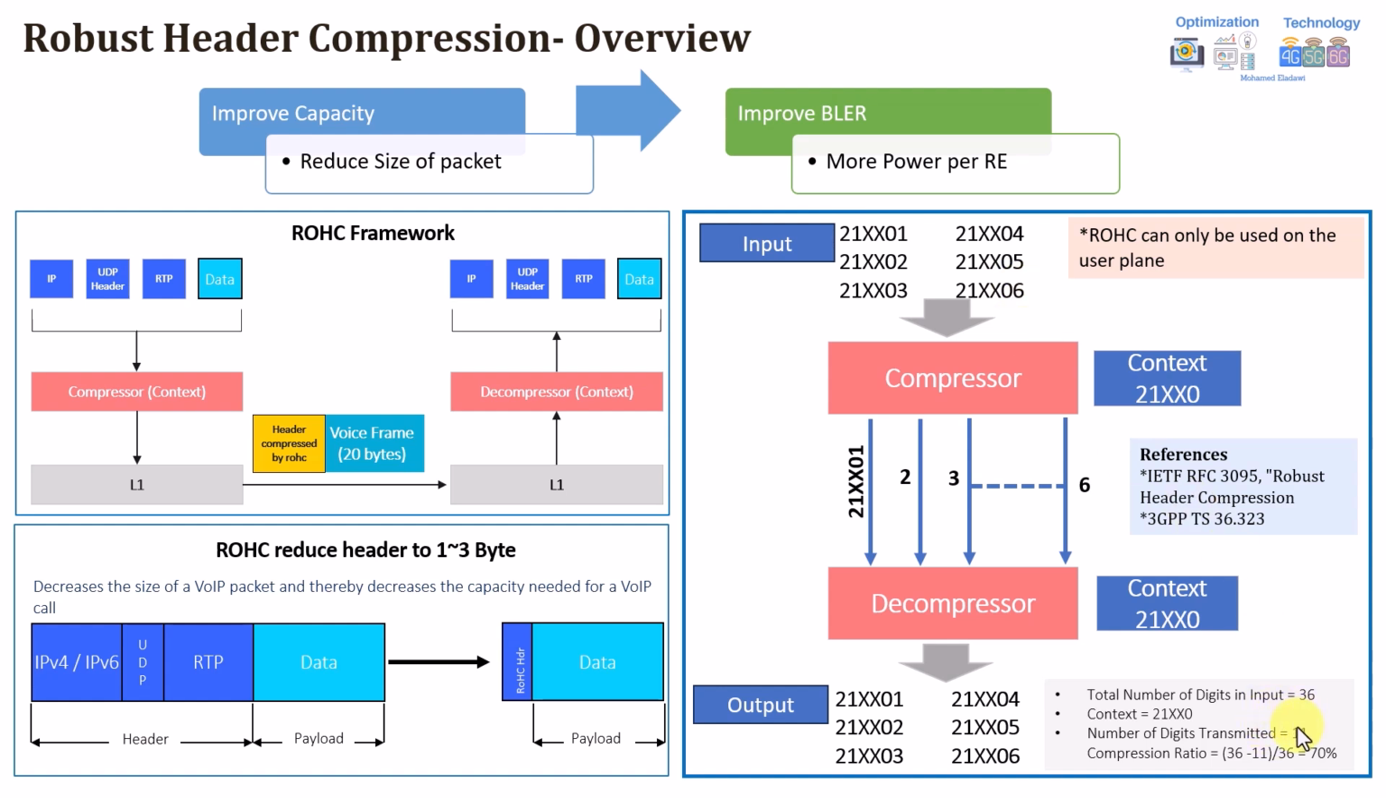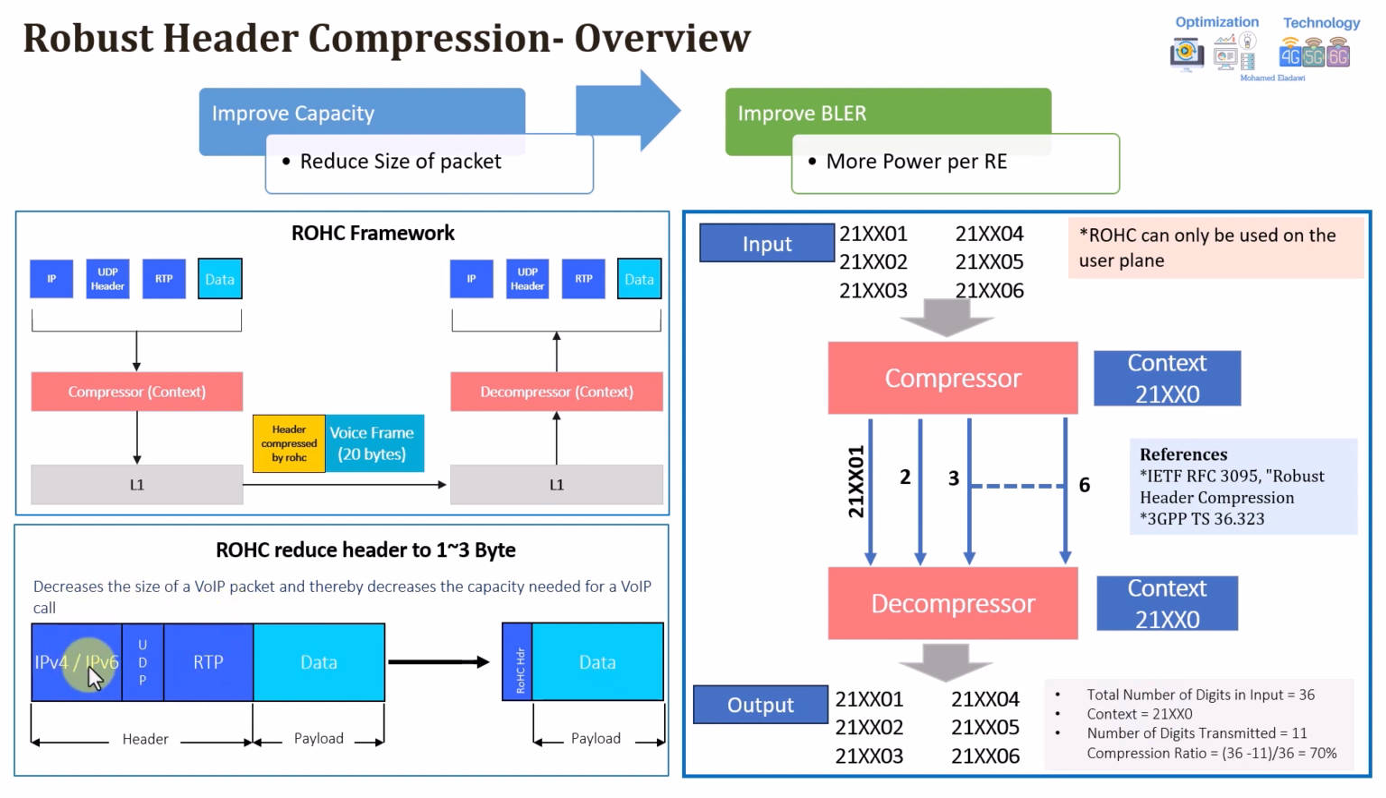So you have 11. The compression ratio will be around 70%, because usually you need to transmit 36, but in this case you are transmitting only 11 instead of 36. You have around 70% improvement or reduction in the packet size, and this is how it works. And as you can see here, this is what usually happens after the header compression.